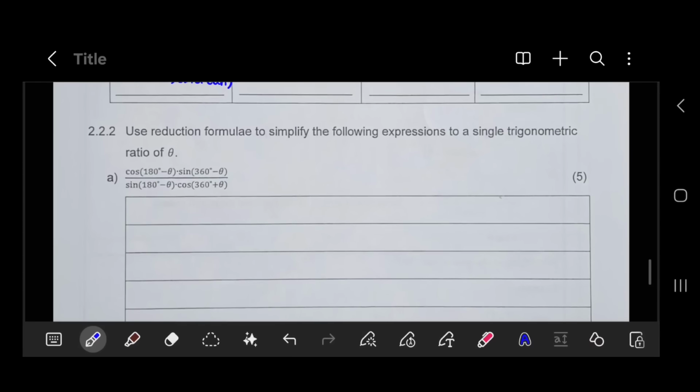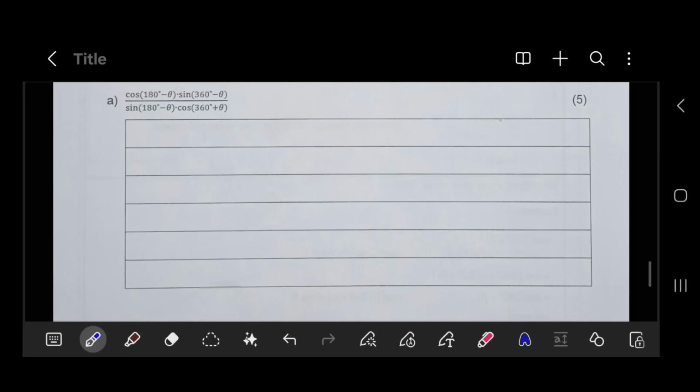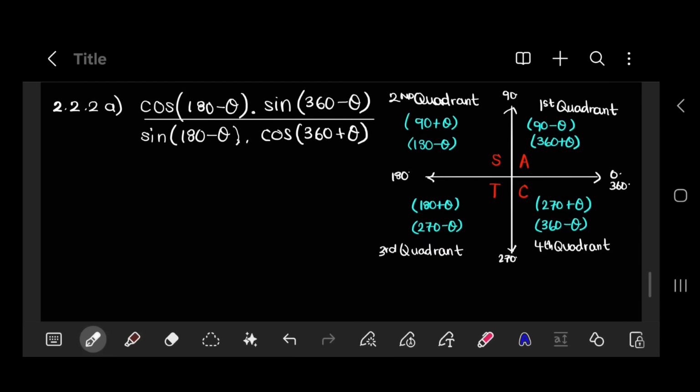Now 2.2.2 says use reduction formula to simplify the following expressions to a single trig ratio of theta. Now I doubt the space is going to be enough for me, so I'm going to rewrite this question and then have a look at it. So there we have it, and for convenience I've included the cast diagram with the reduction formula on the side. Okay, so remember for this kind of question we work part by part.